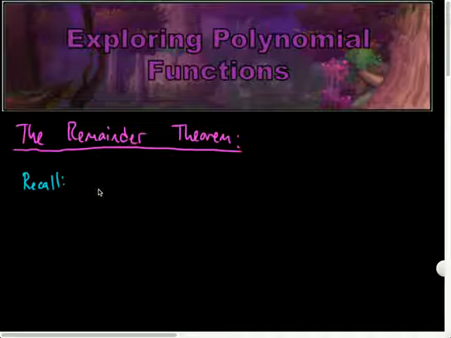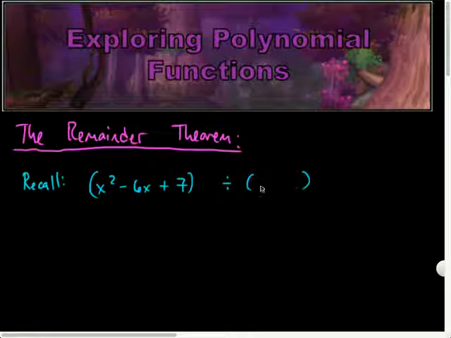I should have thought of a problem, but here we go. What if I was dividing x squared minus 6x plus 7, and I'm dividing that by x plus 2 or something like that? And let's divide this out using maybe synthetic division.